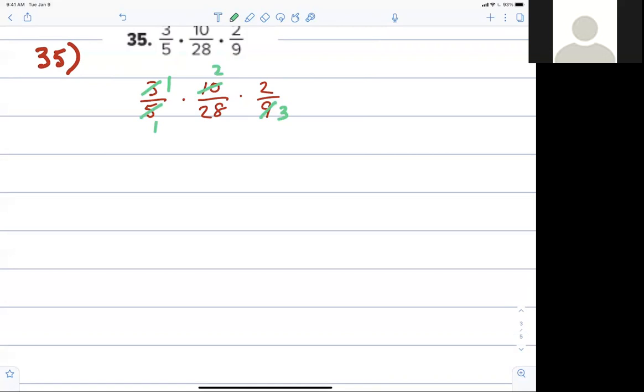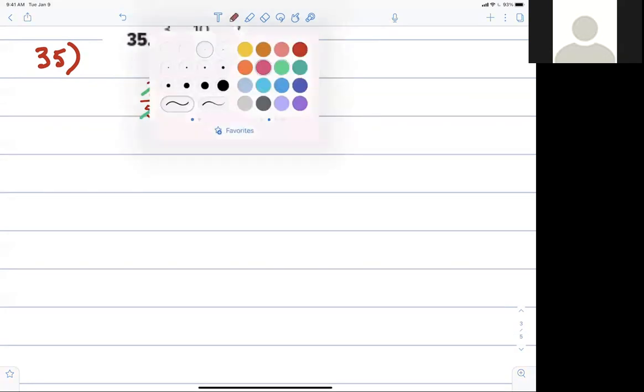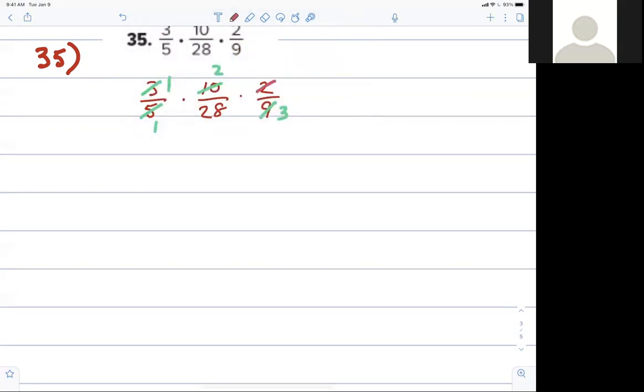What's 2? The 2 that we haven't crossed out. Would it matter what 2 we use? No, it would not matter. So it doesn't matter which one you choose. So we're going to come over here, knock this 2 out and make it a what? The 1. And then what do I do? And 28 goes to 14.